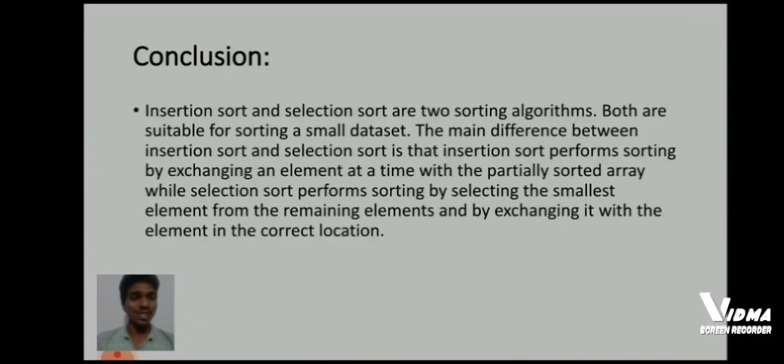The main difference between insertion sort and selection sort is that insertion sort performs sorting by exchanging an element at a time with the partially sorted array, while selection sort performs sorting by selecting the smallest element from the remaining elements and exchanging it with the element of the correct location.